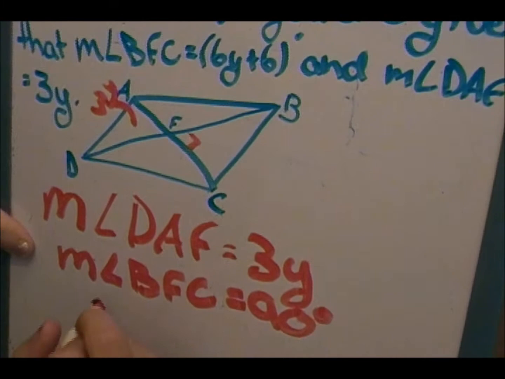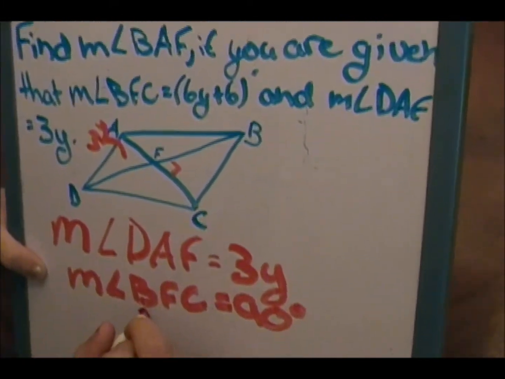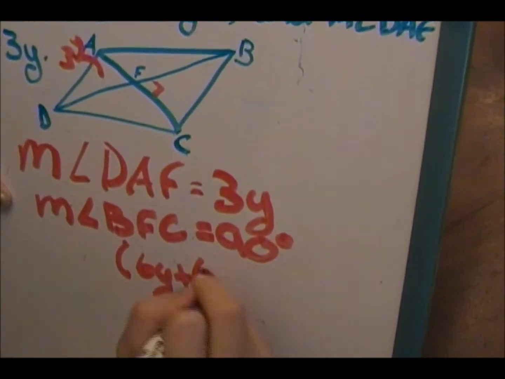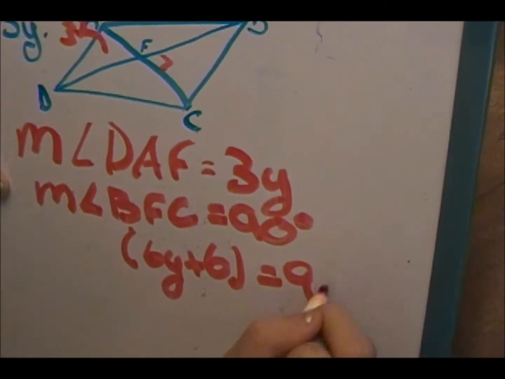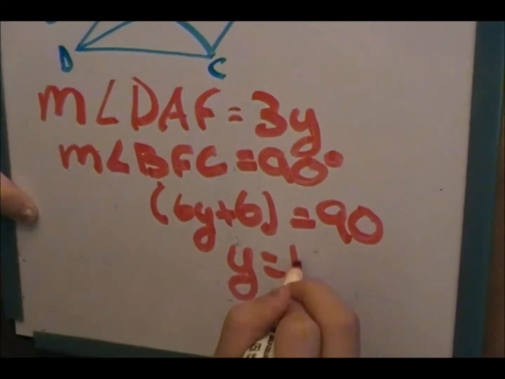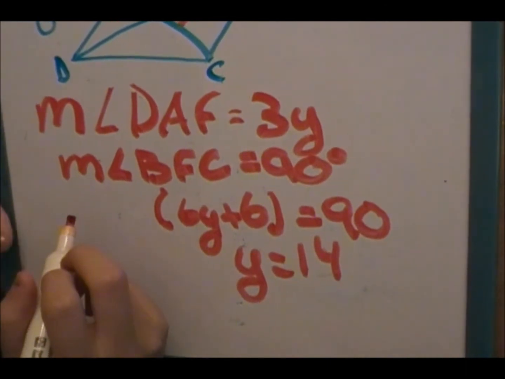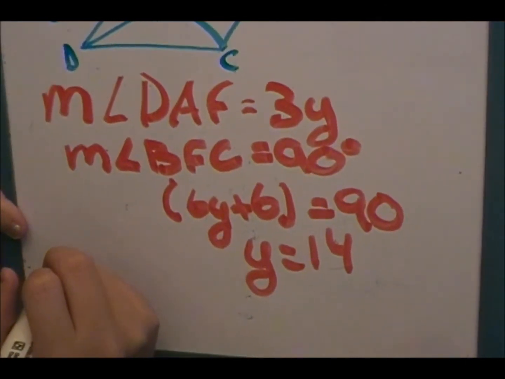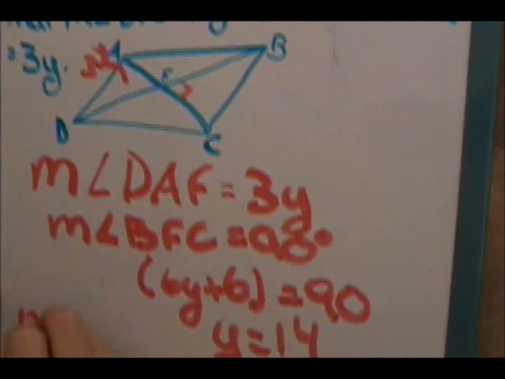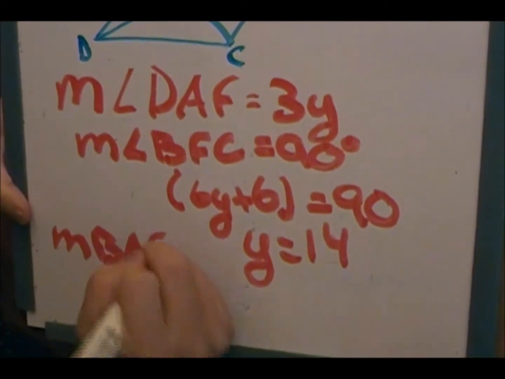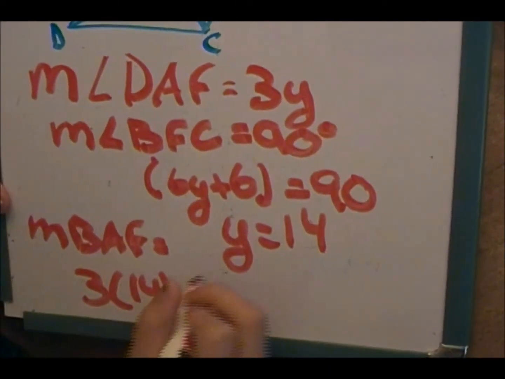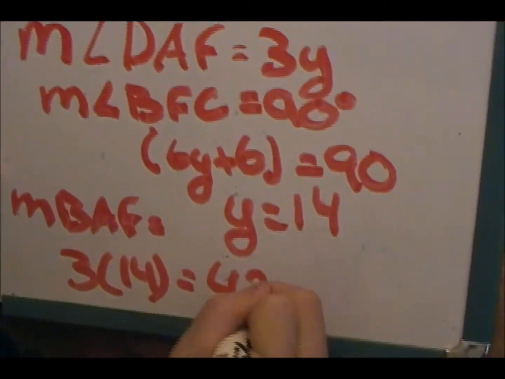Okay, so the measure of angle DAF equals 3y, and the measure of angle BFC equals 90 degrees. So BFC right here is 90 degrees, and angle DAF equals 3y. And then this equals 6y plus 6 equals 90. So y equals 14. Then we are finding BAF, so the measure of BAF equals 3 times 14, which then equals 42 degrees.